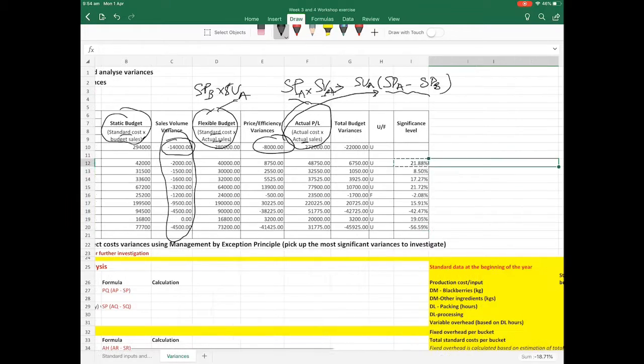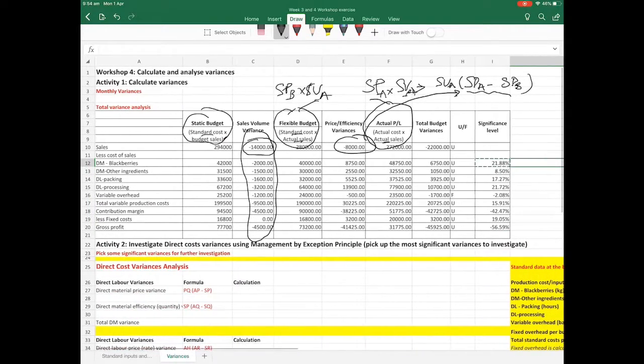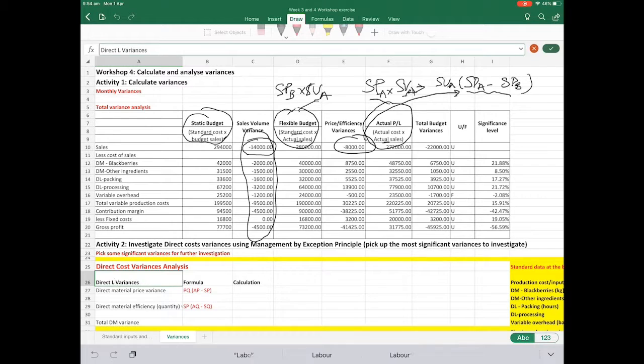from what we expect. So if you look here, the biggest one is the BlackBerry. The second one would be the direct labor processing, and the third one is direct labor packing. So I will investigate the two biggest ones, which are the direct material for BlackBerry and the direct labor for processing. Now we come to this. Sorry, this is wrong. That should be direct materials.